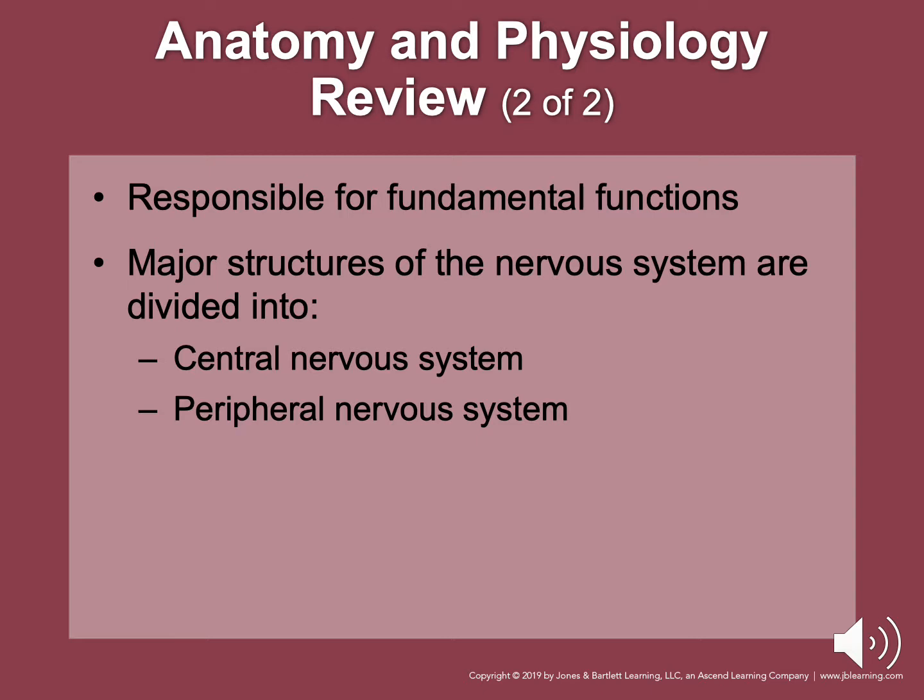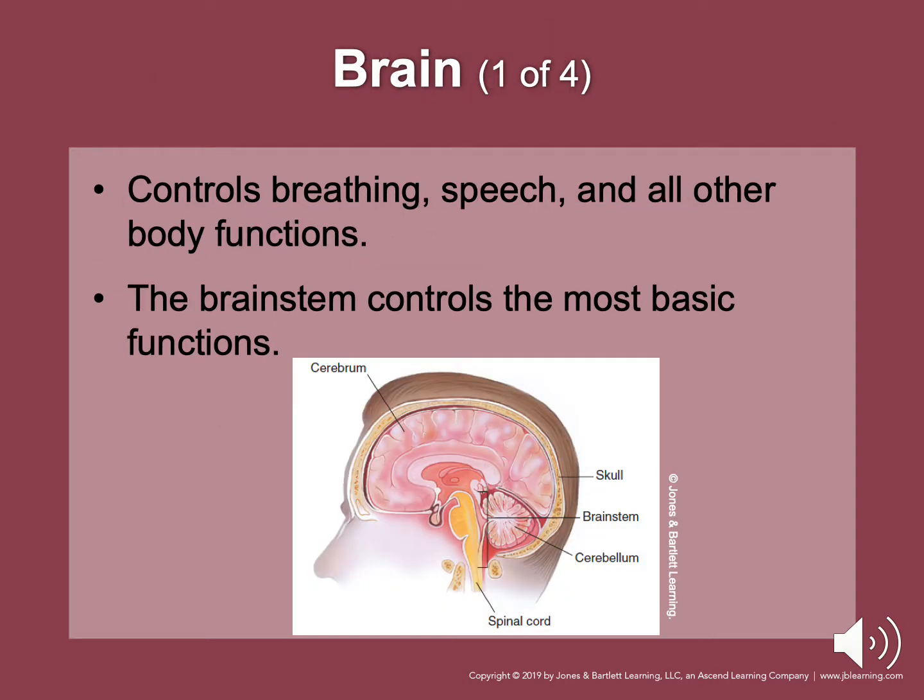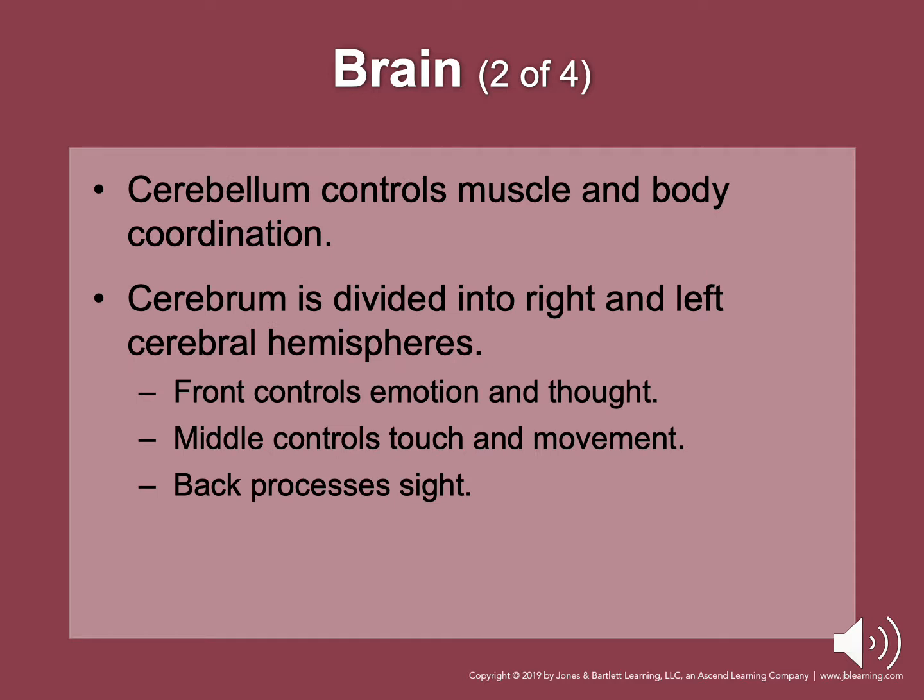Major structures of the nervous system are divided into the central and peripheral nervous system. The brain controls breathing, speech, and all of the body functions. Its three main parts are the brainstem, cerebellum, and the cerebrum. The cerebrum is the largest part. The brainstem controls the most basic functions: breathing, blood pressure, swallowing, and pupil constriction. All right, the cerebellum controls muscle and body coordination. It coordinates complex tasks that involve voluntary movement of muscle.